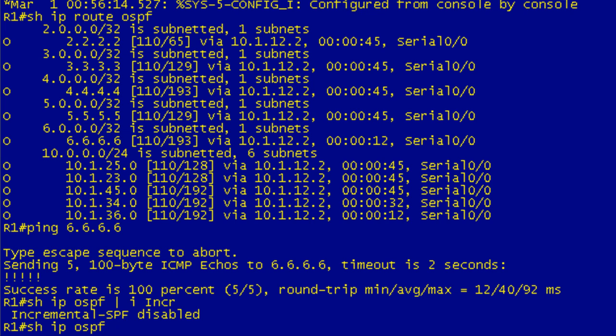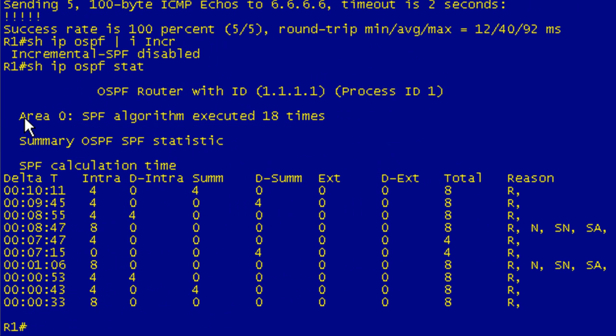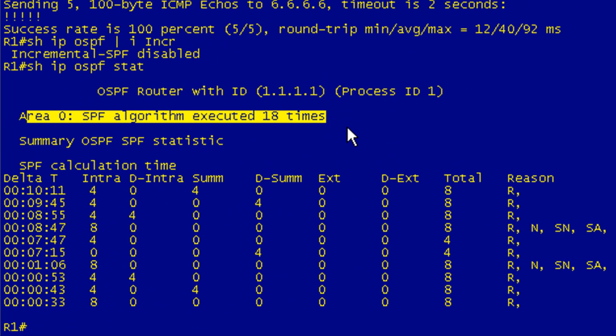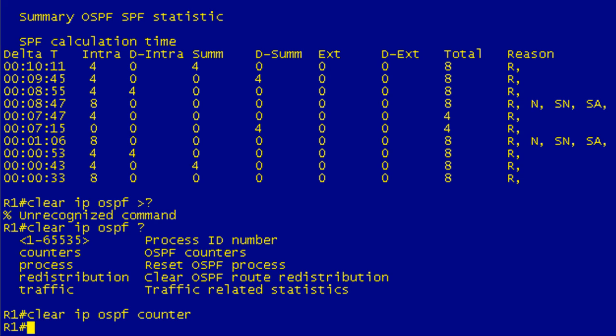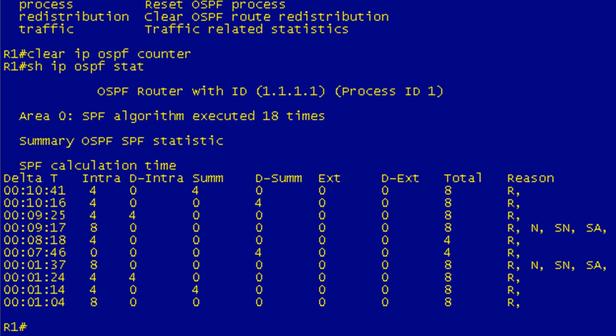I do a show IP OSPF statistics. You can see we're really adding to the number of times that this SPF algorithm has executed. In normal operations, it's not going to do this. This is us dinking around in a lab situation. What I do want to show you is that to clear this, there's really no good way to clear this. So if I do a clear IP OSPF and the question mark for help, there is an option for counters, and you would think that that would be it. But then if we go ahead and take a look, it didn't do a thing.